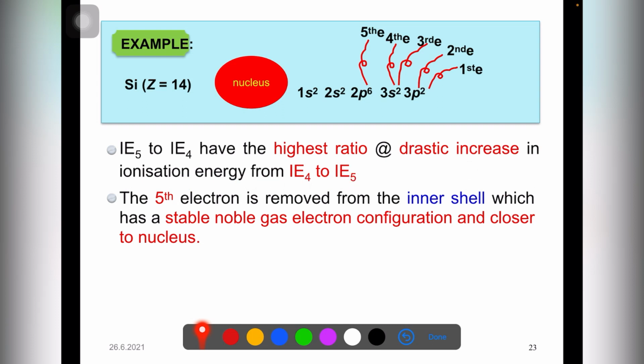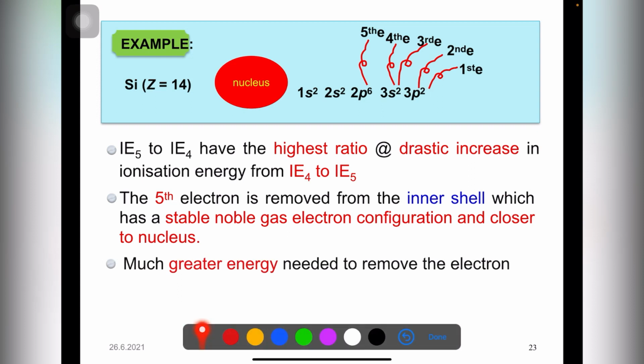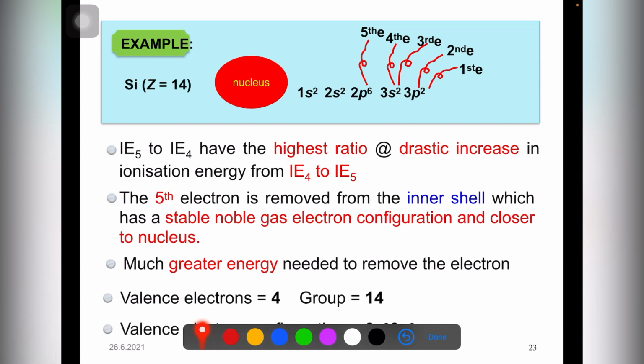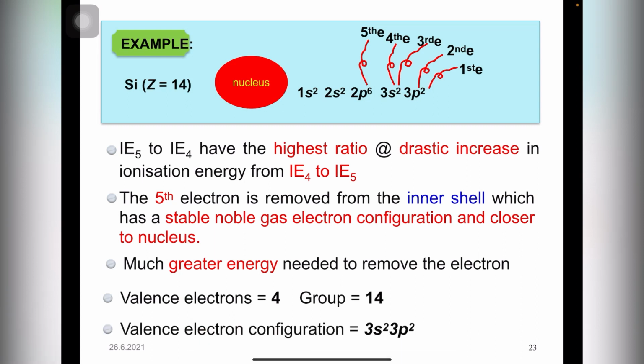So the fifth electron is removed from the inner shell, which has a stable noble gas electron configuration and is closer to the nucleus, and it needs much greater energy to remove the electron. It shows that it has 4 valence electrons and it is located in group 14. So the electronic configuration for the valence electrons is 3s2 3p2, and you can complete the previous electronic configuration if the question asks you to give the full electronic configuration.